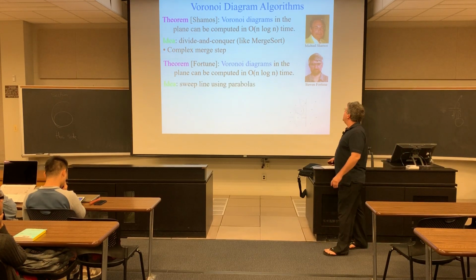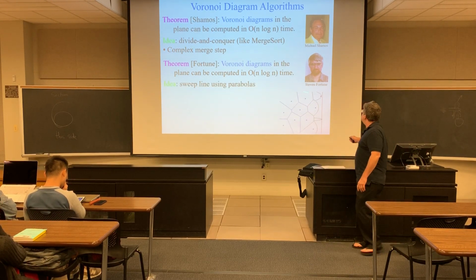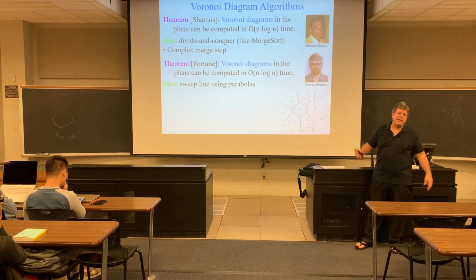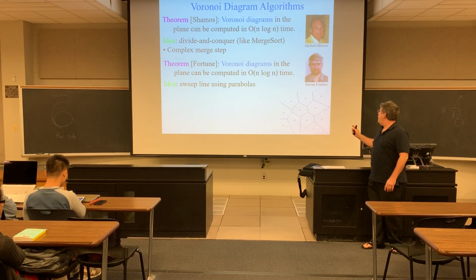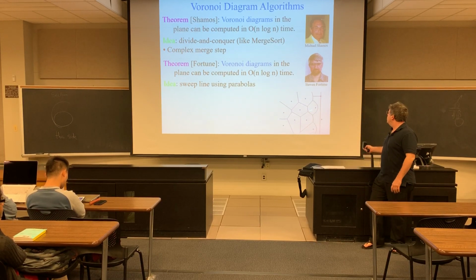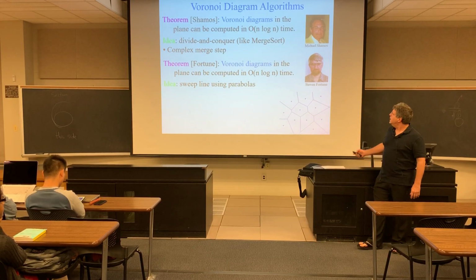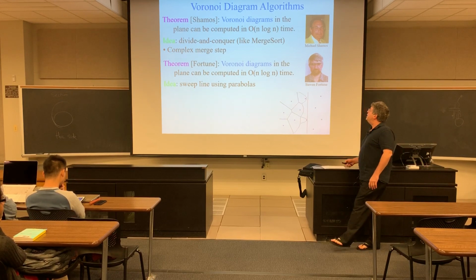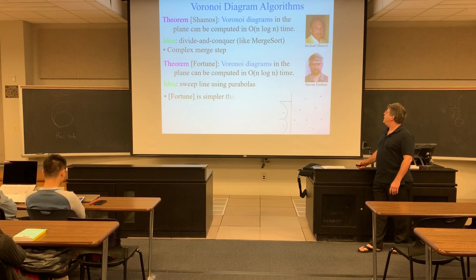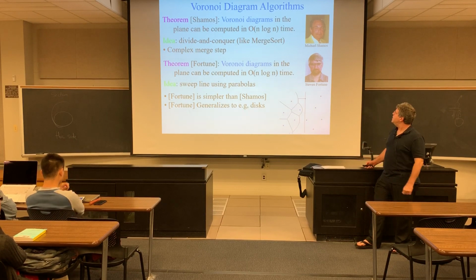So the sweeping line algorithm basically does this. It sweeps across the point set from left to right or from any other direction. It's really equivalent. And as it's doing so, it's building the Voronoi diagram using parabolas. And again, it's too complicated to explain here, even though it's simpler than the first one. It still works in n log n time. And usually, when you want to compute Voronoi diagrams these days, that's the one you use, actually.